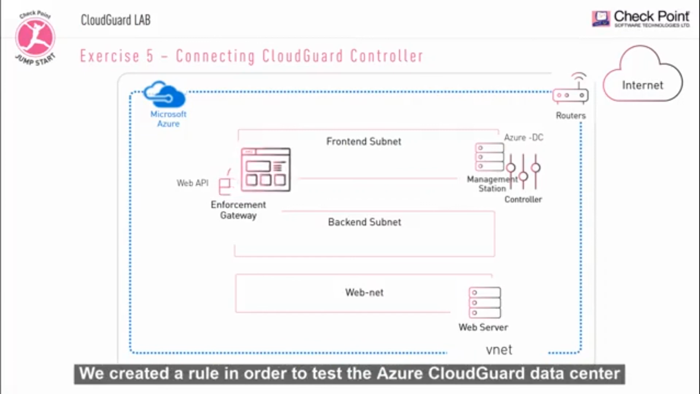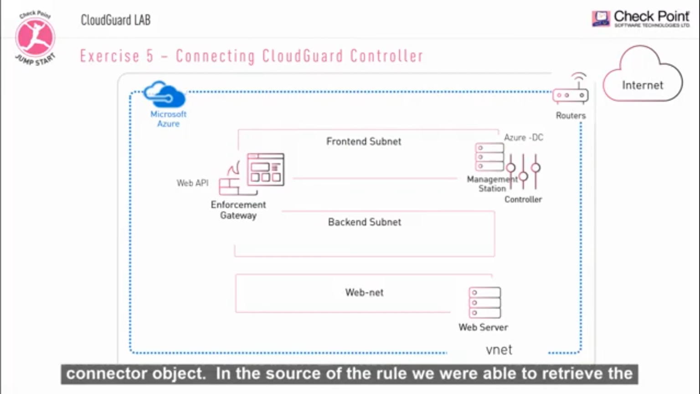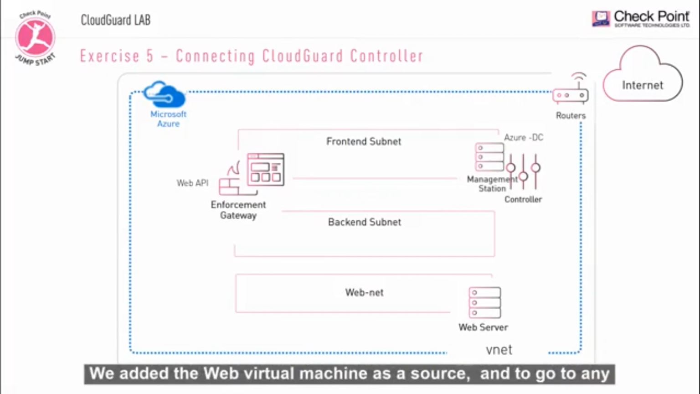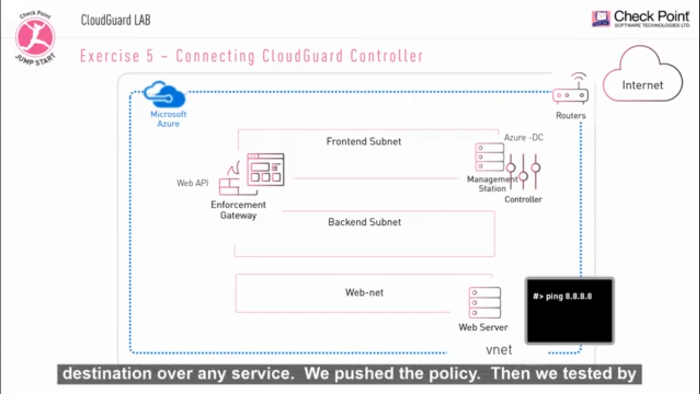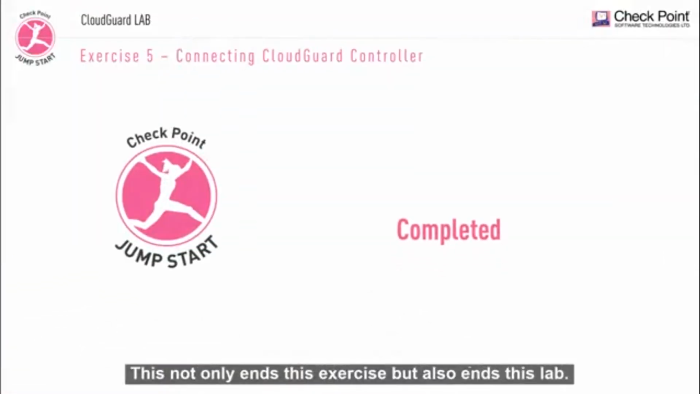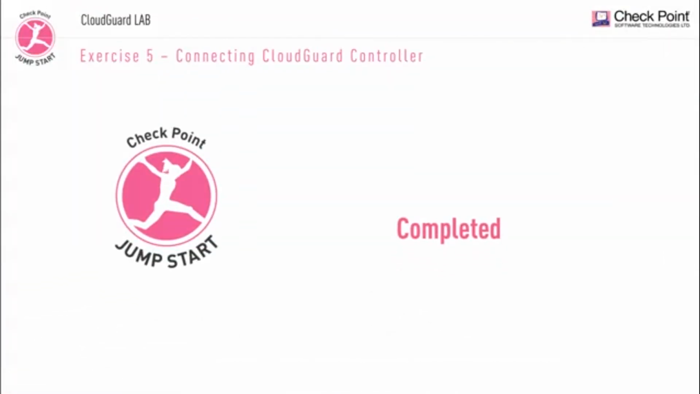We created a rule in order to test the Azure CloudGuard data center connector object. In the source of the rule, we were able to retrieve the Azure cloud resources. We added the web virtual machine as a source and to go to any destination over any service. We pushed a policy, then we tested by pinging Google from the web server. That brings us to the completion of exercise 5. This not only ends this exercise, but also ends this lab.